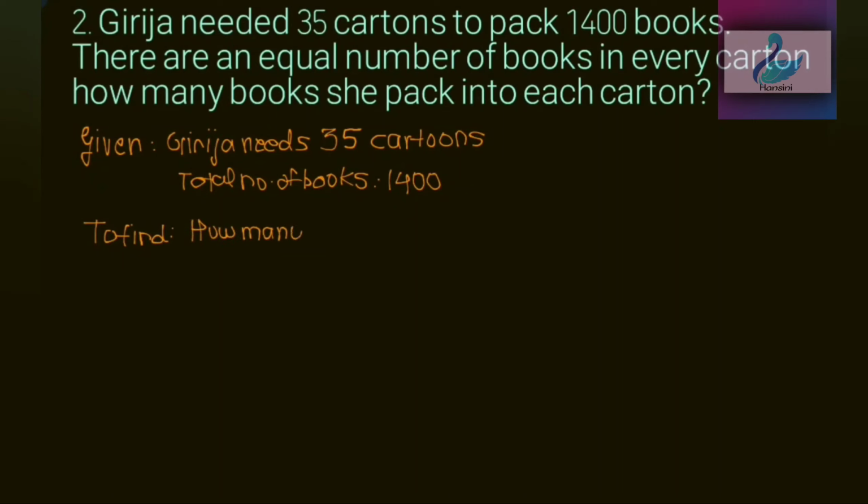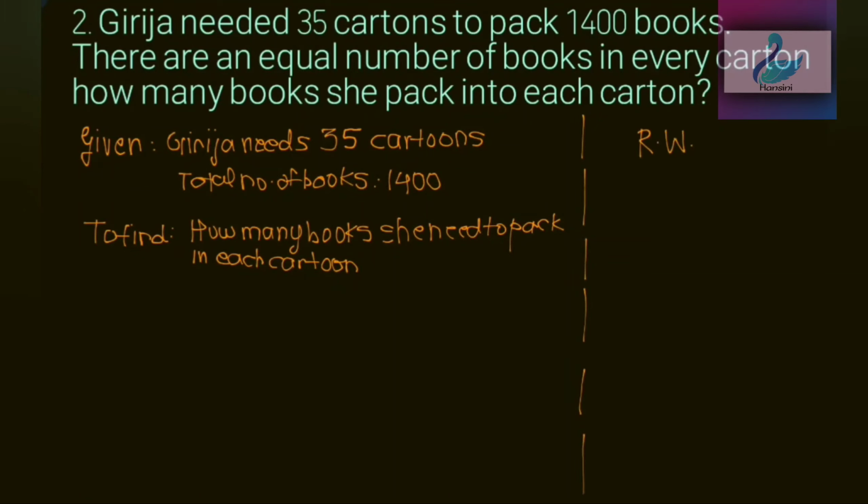How many books should she pack into each carton? Now in the question you have seen each word is there. So you definitely got it that this is a sum of division. In the rough work we will write the table of 35, as 1400 is greater and 35 is smaller. So the smaller number is always the divisor and the bigger number is the dividend. So 35 is the divisor and 1400 is the dividend.